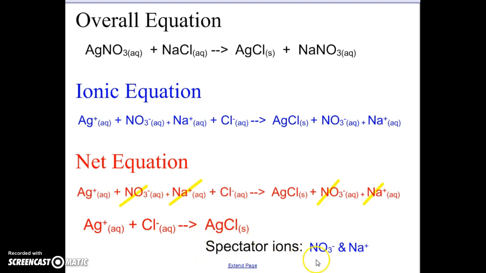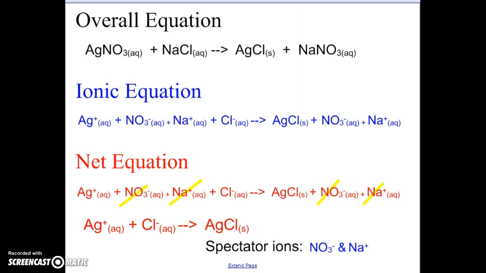And so, yes, they're called spectators. These ions are kind of like watching the chemistry show going on here. Silver ions plus chloride ions yield silver chloride is the net equation. It takes the larger equation and simplifies it down to what's most important. What has changed? The sodium ion and the nitrate ions remain unchanged. This is the general format for any double displacement reaction.